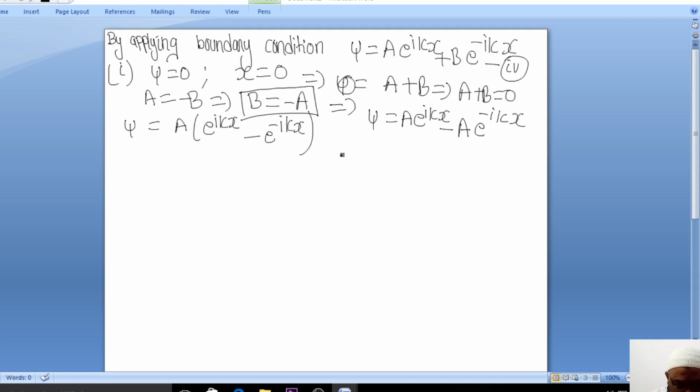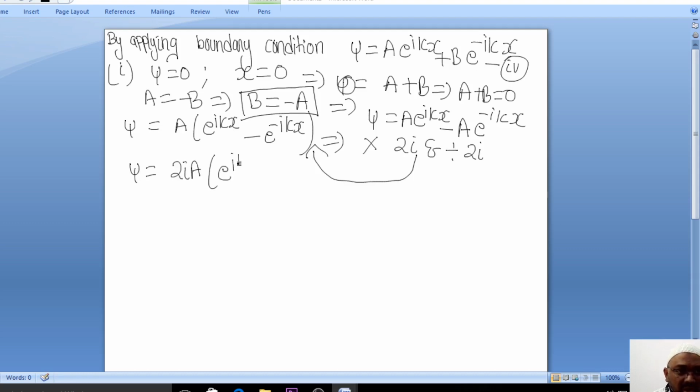What we are doing here is multiplying and dividing this particular equation by 2i. So psi is equal to 2ia into e to the power of ikx minus e to the power of minus ikx, divided by 2i.